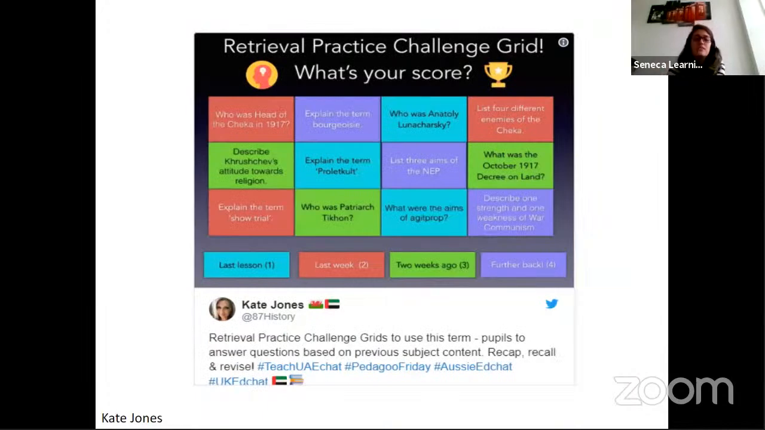This is by Kate Jones, a retrieval practice challenge grid. What she does is a competition with her students, and then depending on the color of the question, they get different points. Blue questions are things that were taught last lesson. The red questions are things that were taught 2 weeks ago, 3 weeks ago, and further back. So the further back you can remember something, the more points you get. Again, this is retrieval practice mixed with spacing and interleaving, because you are revisiting past topics and you are not talking to them only about one specific content and then another one. You're talking to them about a lot of them together, mixing the order.